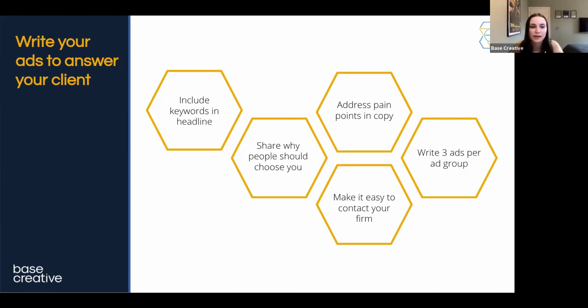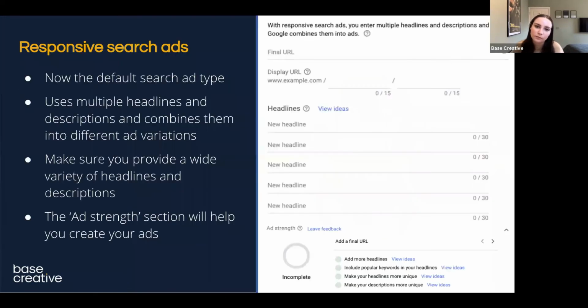Other things you can do is make it really easy for your potential clients to get in touch with you. You can do that with Google Ads through adding a phone number, whether that's through a call extension or through a call only ad. And best practice is to write at least 3 ads per ad group. Doing this gives Google plenty of content to test out, and you can use that to see what types of messaging resonates best with your target audience.